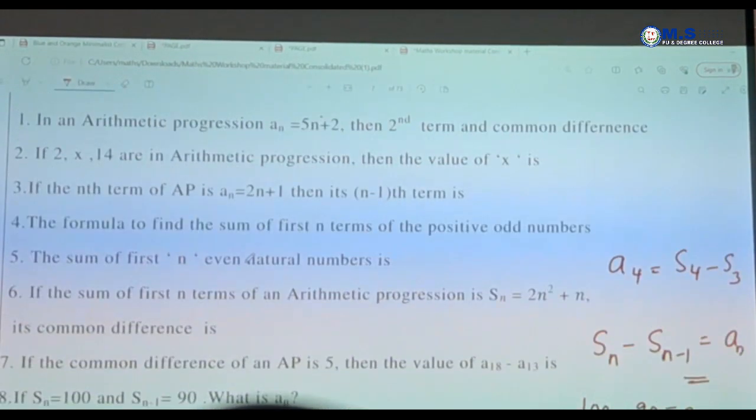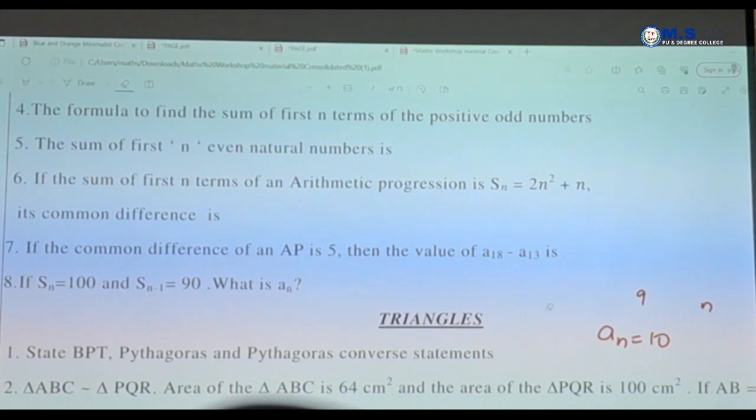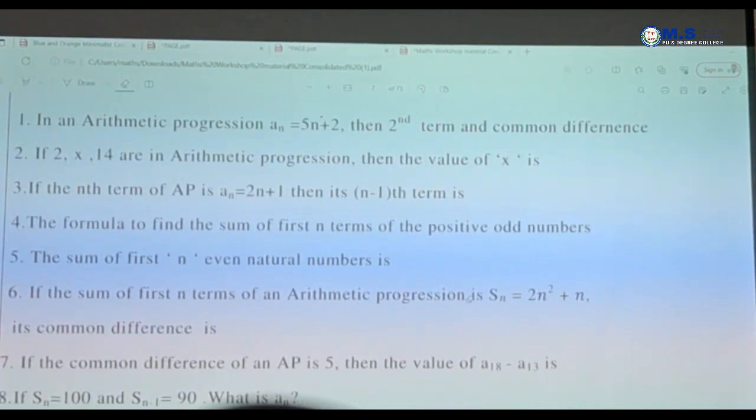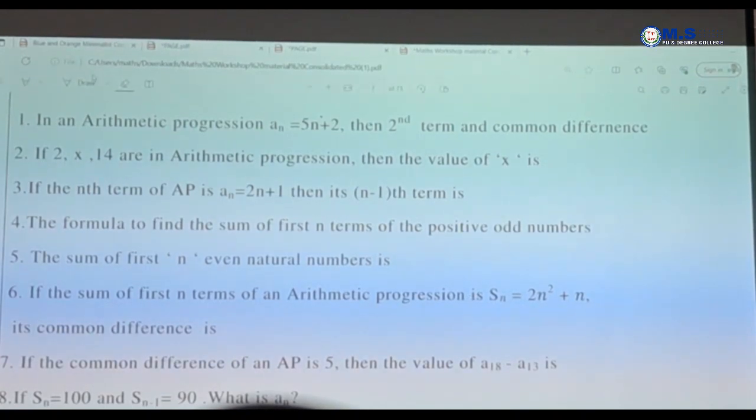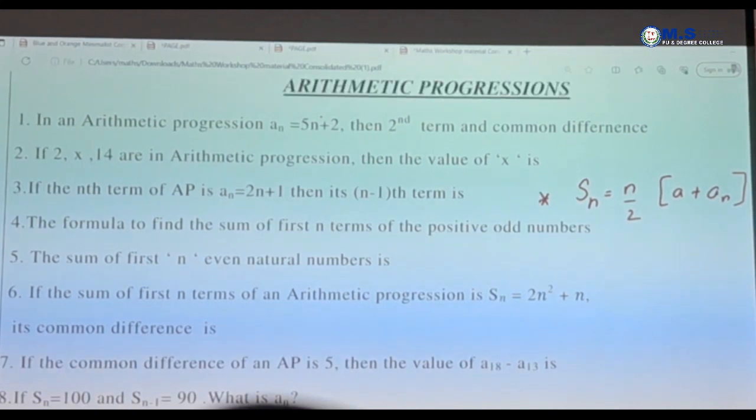One question is missing here. Write the formula to find out the sum of n terms if the last term is given. What is the formula? I repeat the question. In one of the examinations they asked: write the formula to find out the sum of n terms if the last term is given. Sn equals n by 2 times A plus L. Got it?